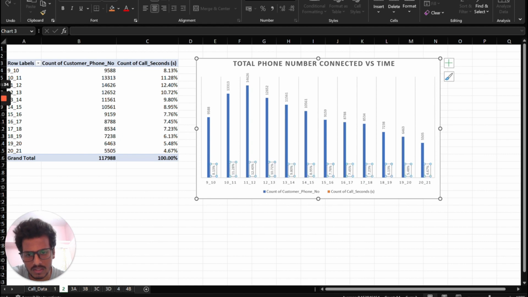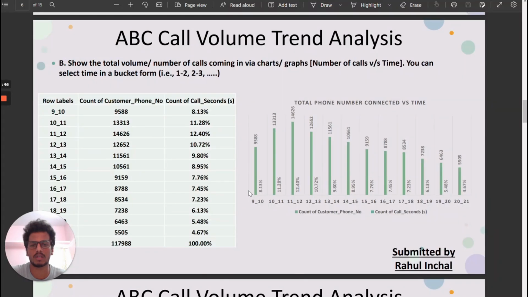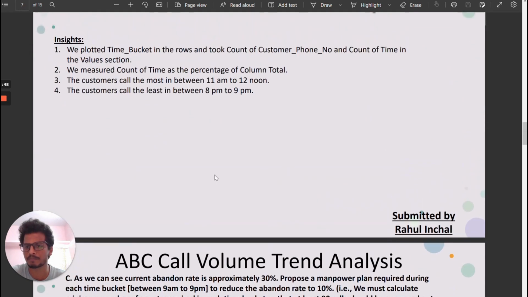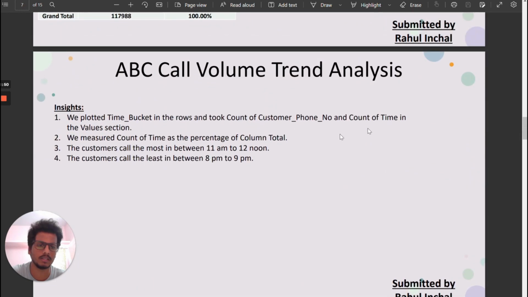So if you can see these values, this is the count of call seconds. Now this is the count of phone numbers. The phone number count is too high, so the graph has gone way too high. Again, what insights can we draw here? We plotted the time bucket and measured the count of time as a percentage of column total. The customer calls the most between 11 to 12 noon. The customer calls the least between 8 to 9 p.m.